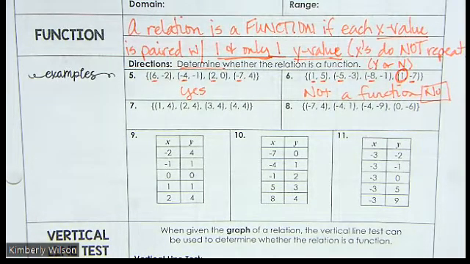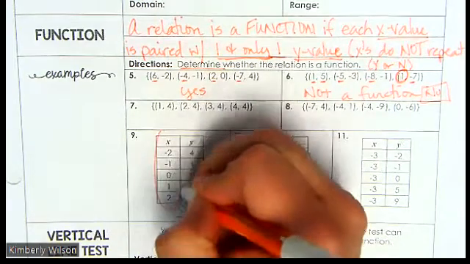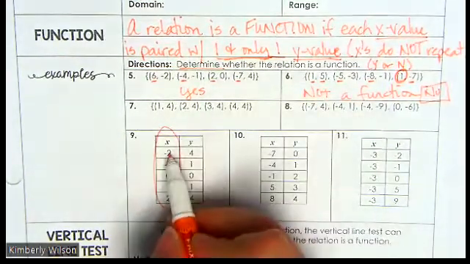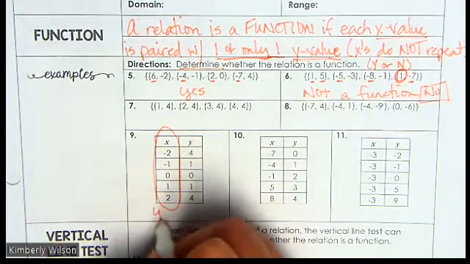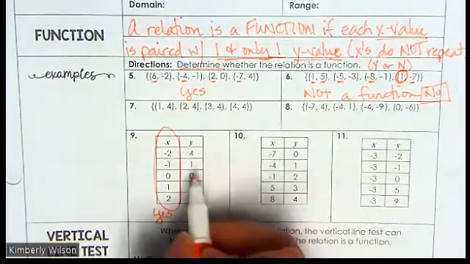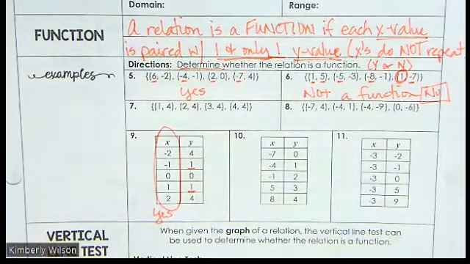Let's look at it from a table of values. Okay. When I'm looking at this, remember, all we're looking at is the x values. -2, -1, 0, 1, 2. Those are all different. So therefore, this is yes. But some of you may be like, well, wait a minute, these y's repeated. It doesn't matter about the y's. The x's are what you're looking at.